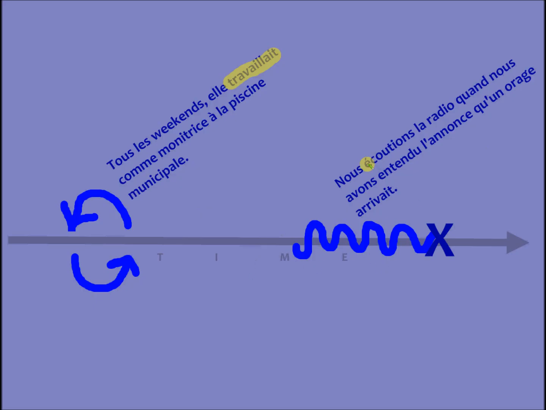So, nous écoutions la radio quand nous avons entendu l'annonce qu'un orage arrivait. Notice here we were listening to the radio for an unknown amount of time when suddenly the action takes place. Nous avons entendu l'annonce qu'un orage arrivait. Notice how arrivait here is in the imparfait. The storm was arriving within an unknown period of time.